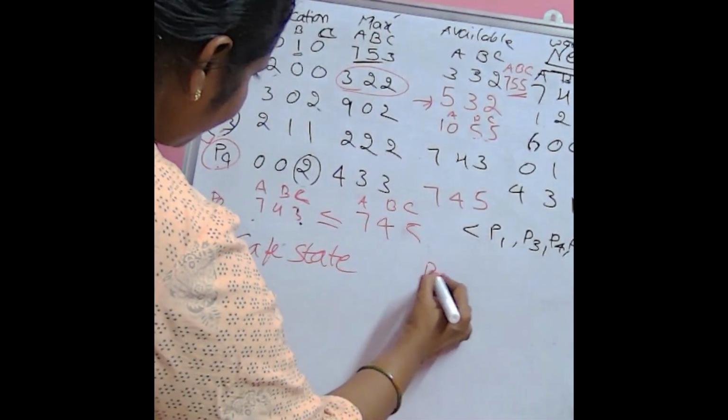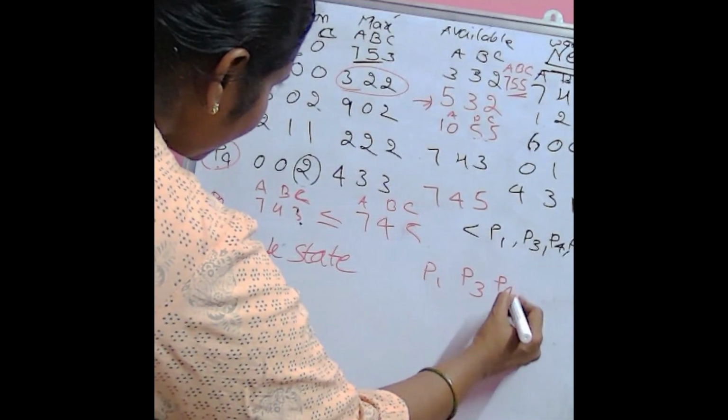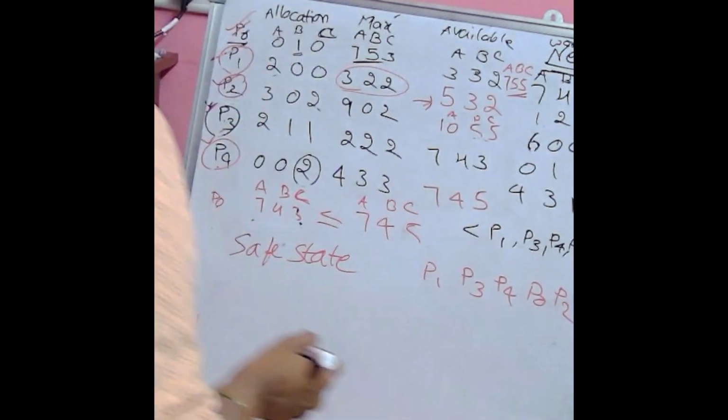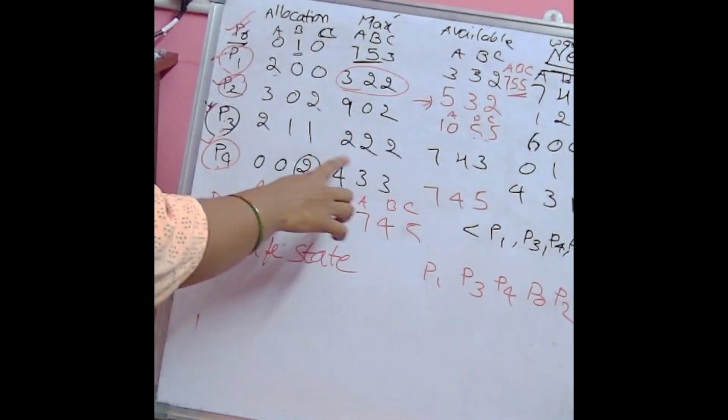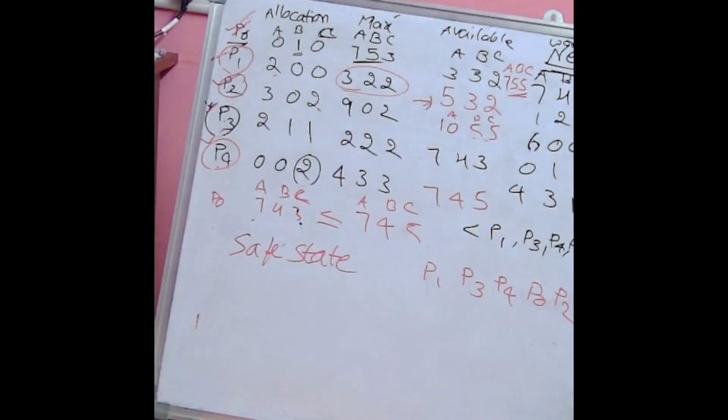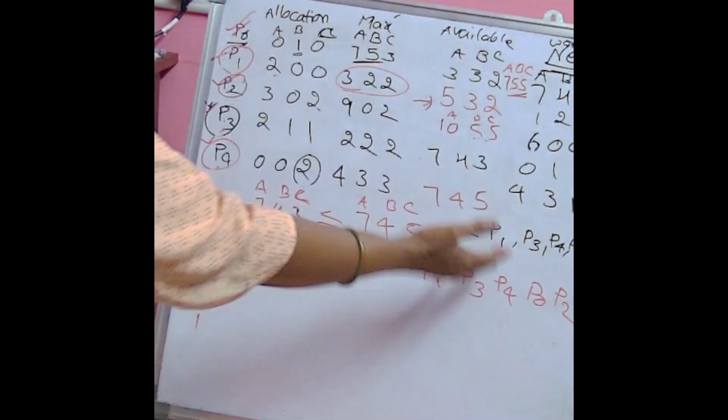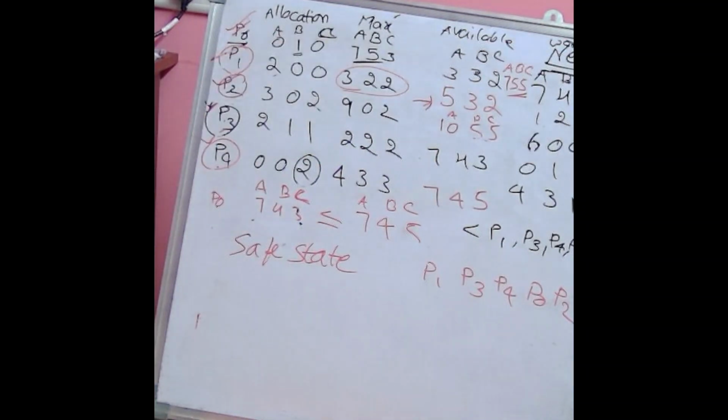And what is the safe sequence? P1, P3, P4, P0. In a few questions, in between, it may not satisfy the request. Then the system enters into the unsafe state and there is no safe sequence. If the remaining processes also do not satisfy in any order, that is, any process need is not less than the availability, then it enters into the unsafe state. There will not be an available safe sequence. Is that clear, ma'am?